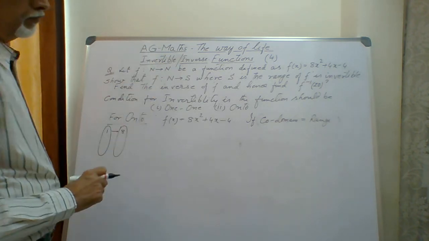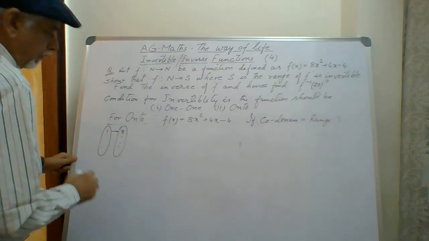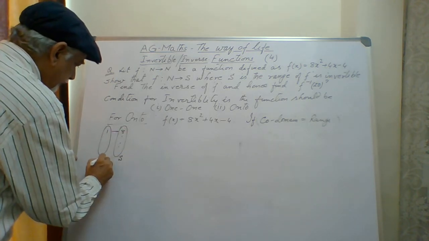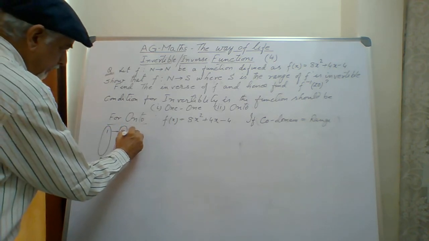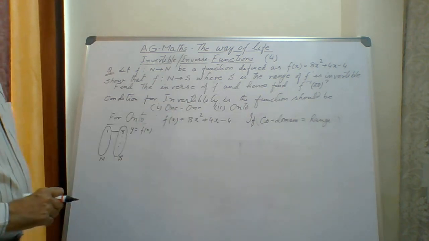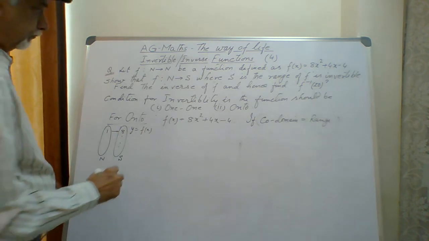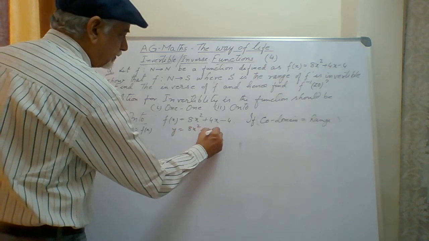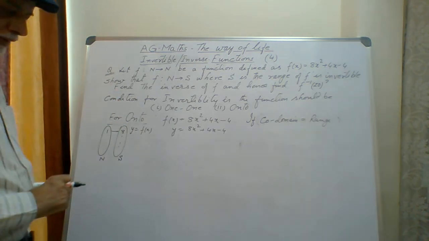8 into 1 square plus 4 into 1 minus 4. Likewise, we get different values. And here we will get, this is called the S set and this is called the N set. Now this is y is equal to f(x). We said for onto the codomain and range have to be equal. Then we write that y is equal to 8x square plus 4x minus 4. We write directly because that is the condition for onto, the algebraic condition.